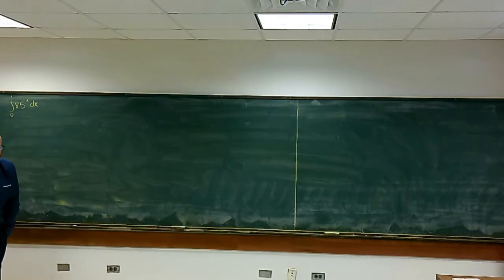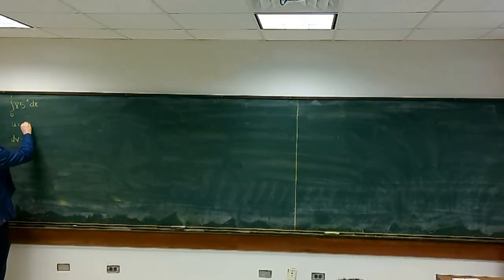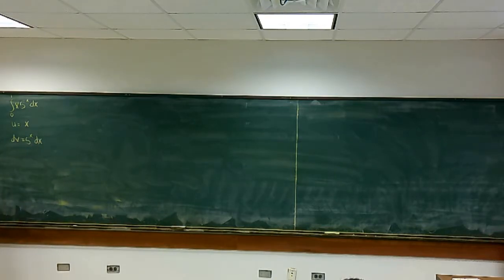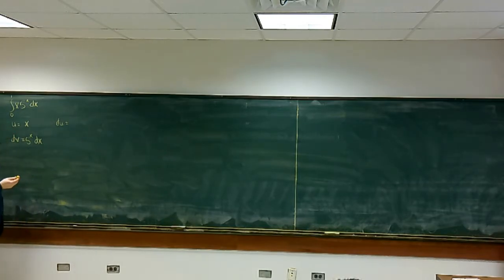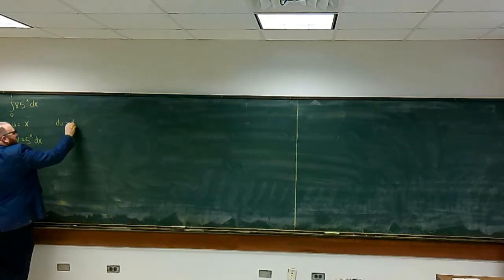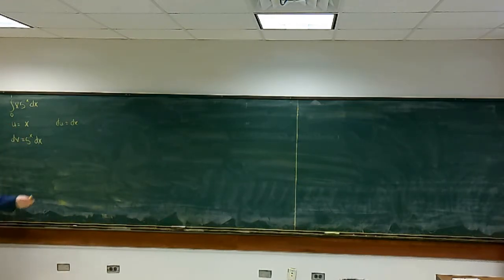This is integration by parts. What are we going to let u be? x. And then what does that make dv? What is du? One, so just dx. What is v?